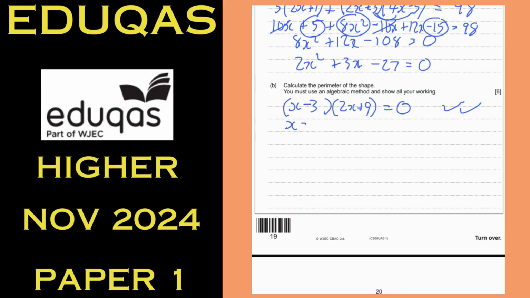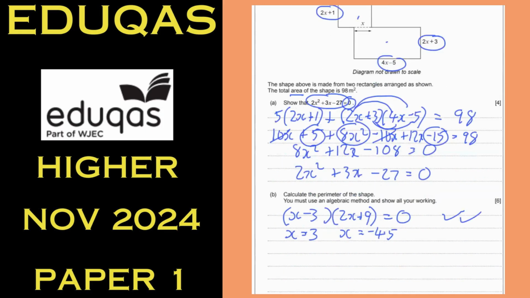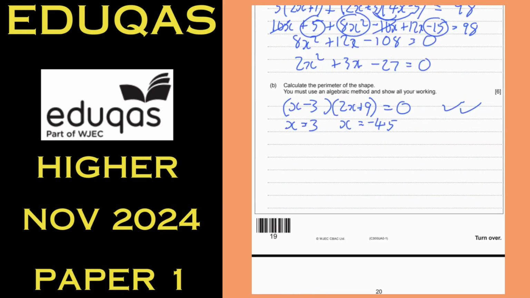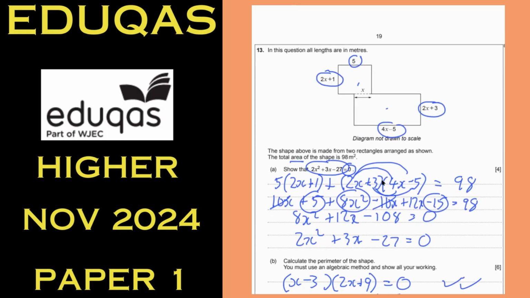That means x will either be 3 or x is negative 4.5, but no, it isn't. You cannot have a negative length. That gets rejected. It's 3 that we're interested in. It's 3 that we're going to use. Now you've got a choice. You can either sub the 3 in and replace all the lengths.